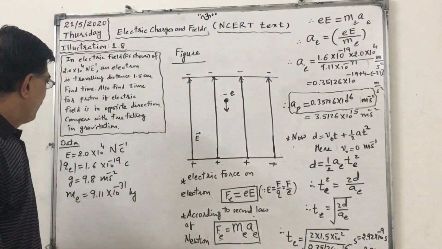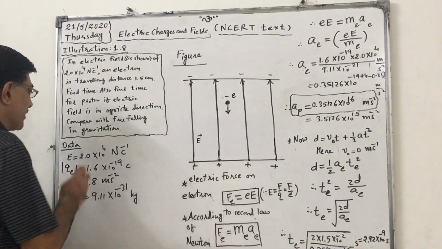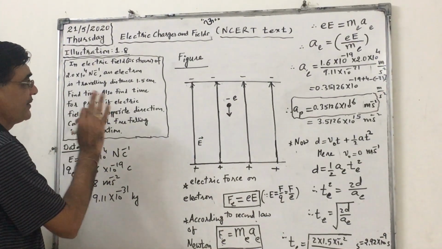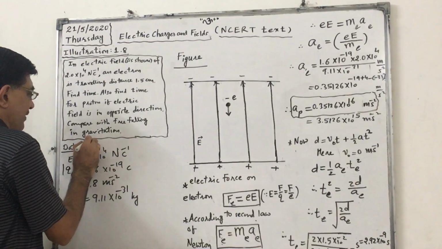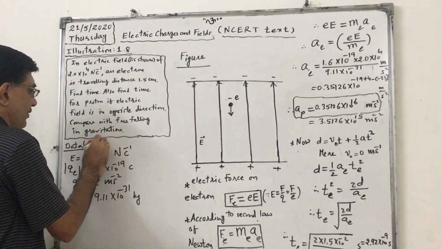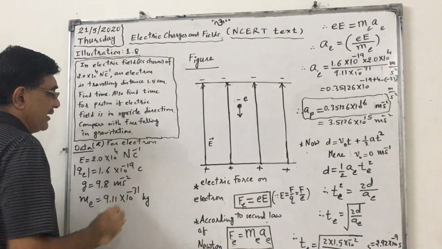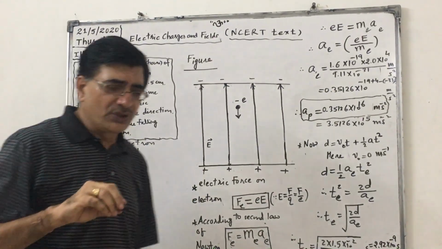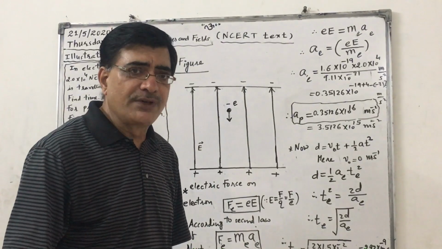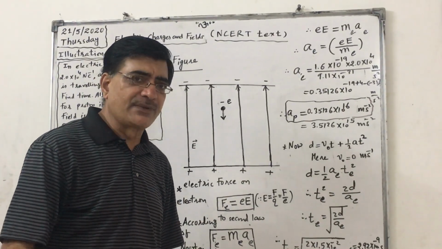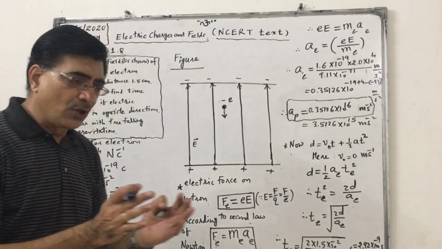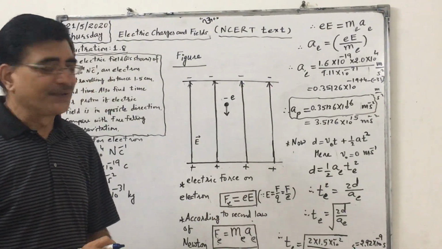Now see. First of all, let us write the data. Let us divide this problem into parts. Part A is for electron, and part B for proton, which I will discuss in the next video, because it is a very long illustration.